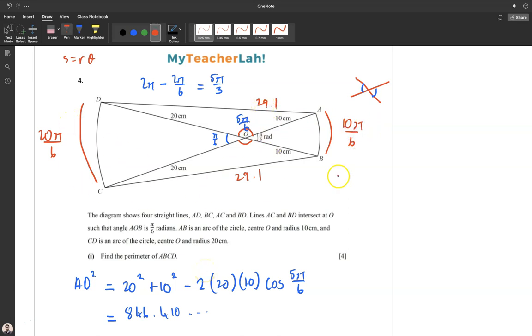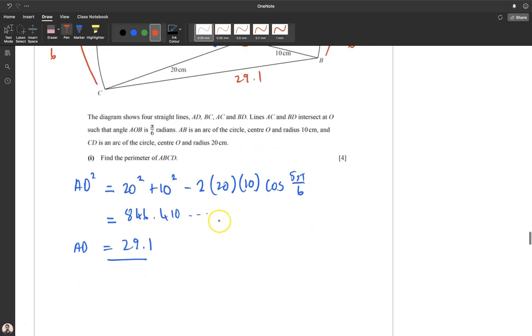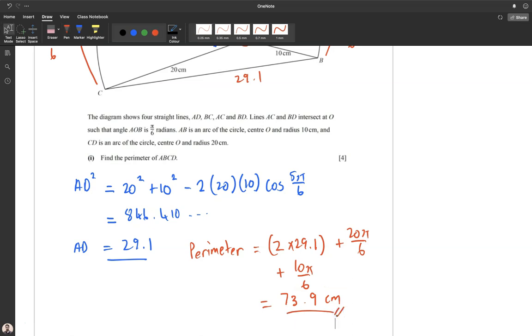Alright, so I have all the 4 components that I need to calculate the perimeter. So let's calculate. Perimeter equals 2 multiplied by 29.1 because there are 2 sides, plus the larger sector, the perimeter of the large arc, plus 10 pi over 6, the length of the small arc. Join them up together, calculate, and you should be able to get 73.9 centimeters. So that's part 1.